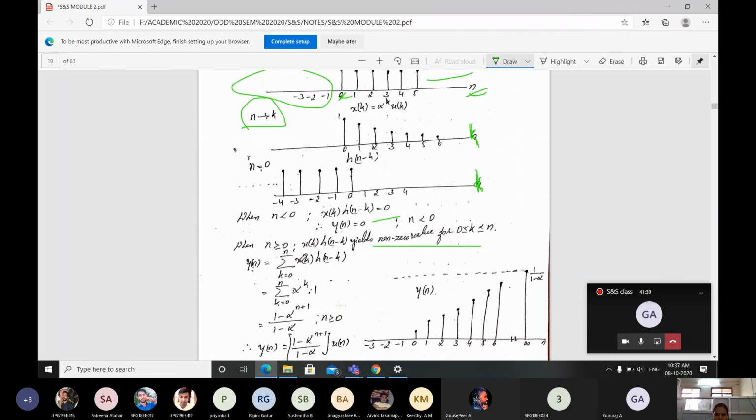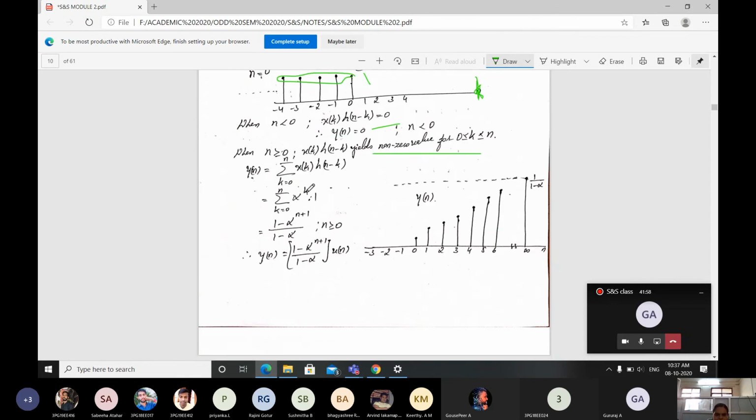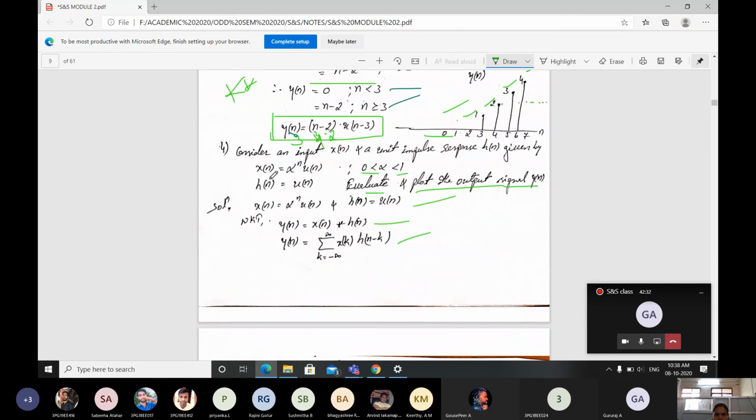Then what is x of k? x of k is going to be alpha raised to k only. Here u of k is always 1. Okay, for that reason alpha raised to k. Then h of n minus k, here all are 1 only, into 1. Then use the formula: sum of alpha raised to k from 0 to n is 1 minus alpha raised to n plus 1 divided by 1 minus alpha. Based on the formula we are writing here. Therefore, when n is greater than or equal to 0, y of n is going to be 1 minus alpha raised to n plus 1 divided by 1 minus alpha into u of n, the u of n function.